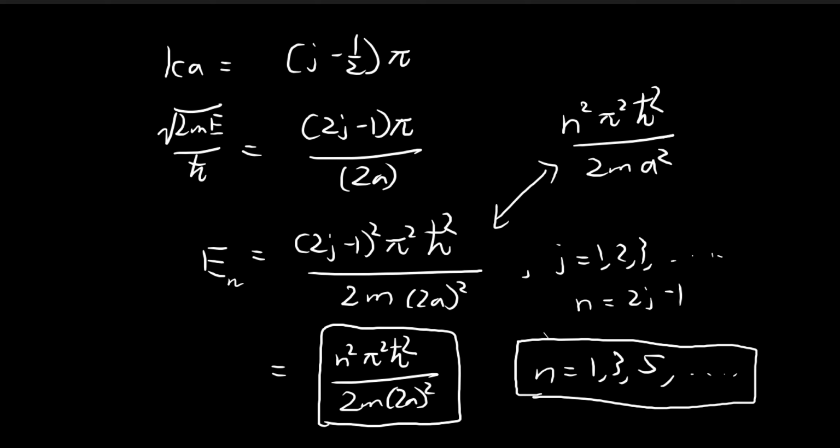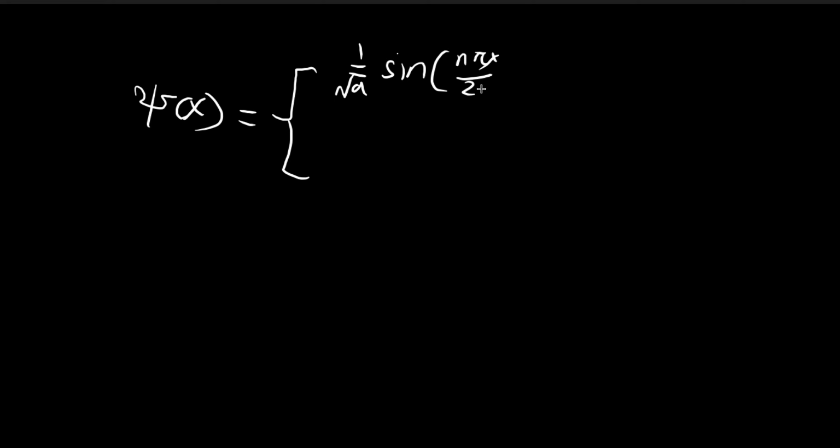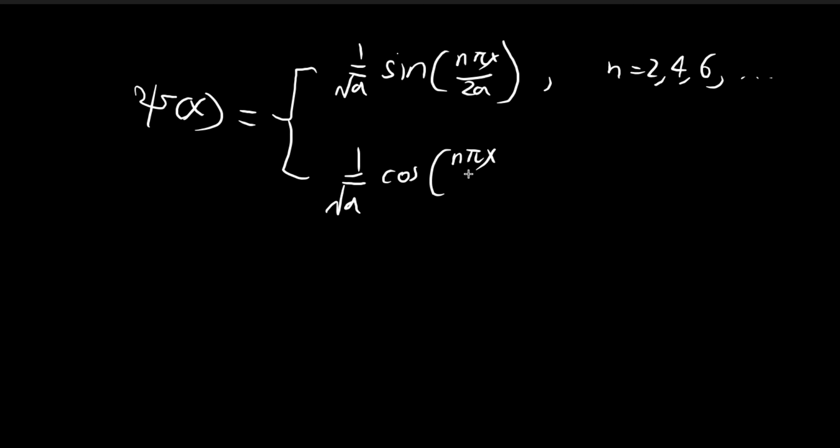So we're basically done with this question, so let us just summarize what we have so far. So right now we know that our xi of x can be equal to two different things. It could be equal to 1 over square root of a sine n pi x divided by 2a. So for this case, n is going to be equal to 2, 4, 6, 8, and so on. And then when n is equal to an odd number, you're going to get a cosine. So cosine n pi x divided by 2a, where n is equal to 1, 3, 5, and so on.